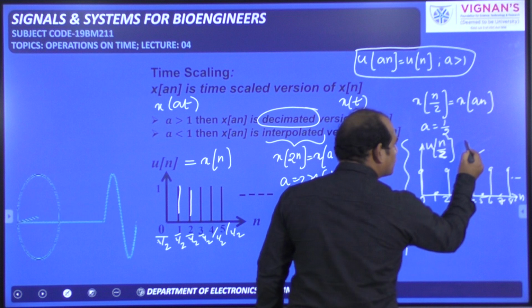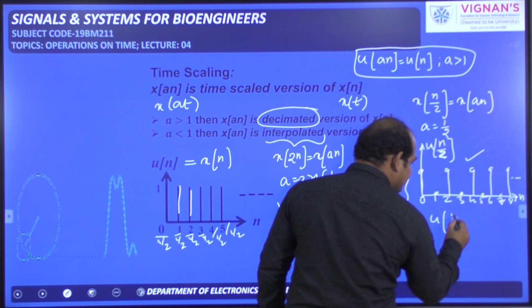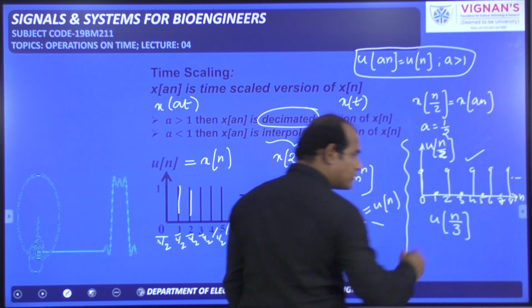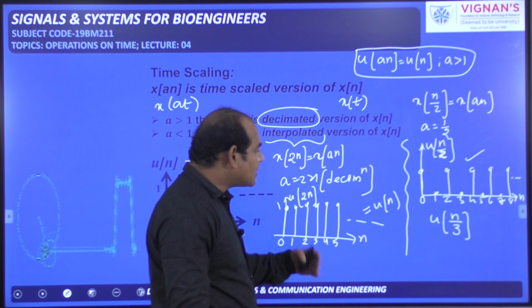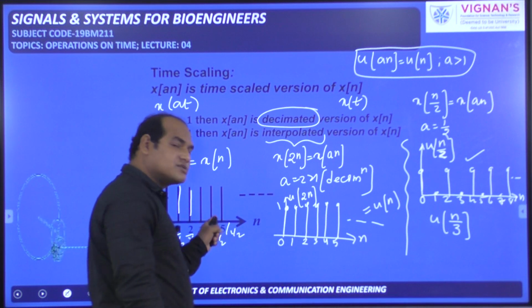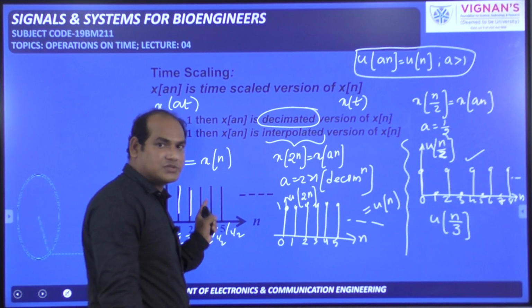For example, next you try to draw u of n by 3. Then in between two successive samples of the original signal you will get 2 zeros.